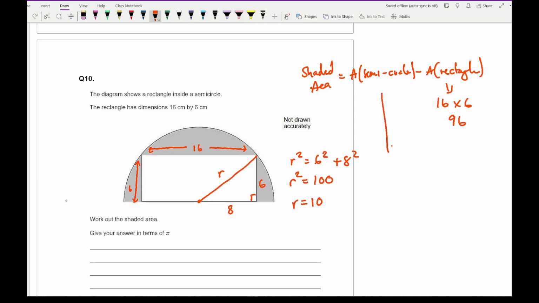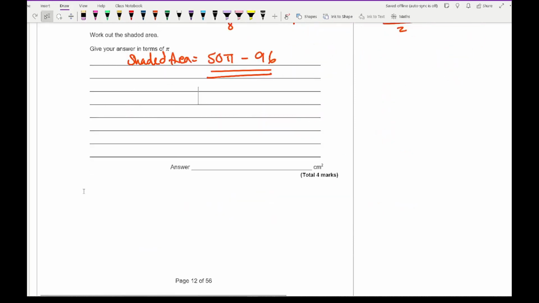Therefore, the area of the semicircle is going to be pi r squared divided by 2. So it's going to be pi times 100 divided by 2. So then the shaded area, therefore, is going to be 50 pi minus 96. I'm going to leave my answer like that.